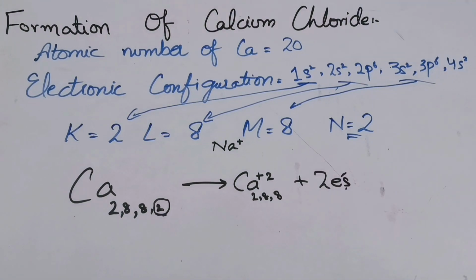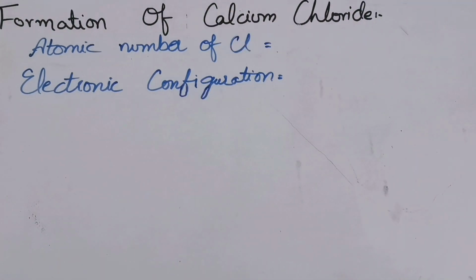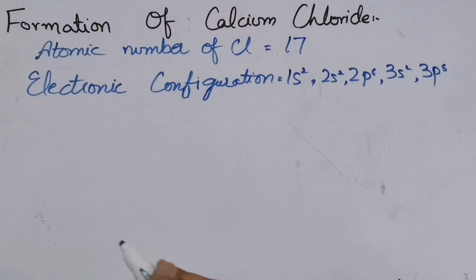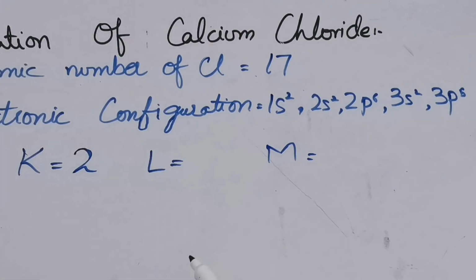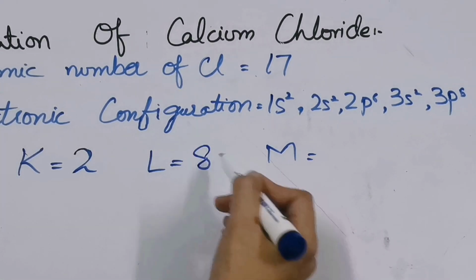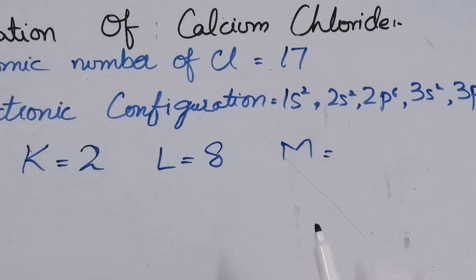Now let us go towards the chlorine. Now we know that the atomic number of chlorine is 17. First of all, we will write the electronic configuration. So this will be electronic configuration of chlorine. Let us fill them in the shells. The first 2 electrons will be in the K shell. The next 8 will be in the L shell. 7 electrons are left, so these 7 electrons will be present in the M shell.